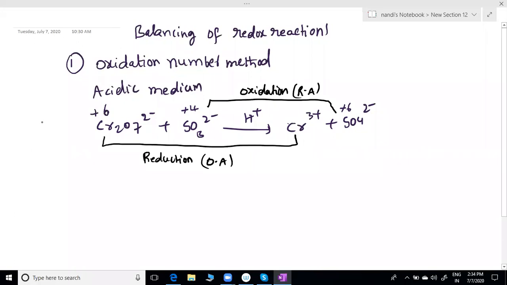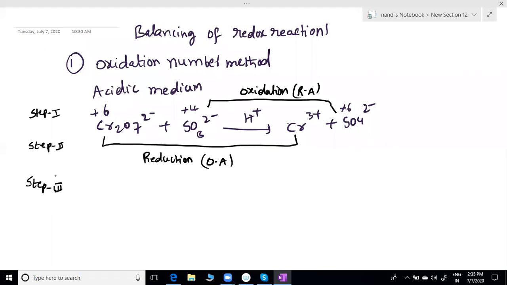Step 1 is to write the skeletal equation. Steps 1 and 2 we have already covered. Step 1, just write the skeletal equation only. Step 2, writing of oxidation numbers, we also covered. Okay, first note down these steps. Step 3, very simple.